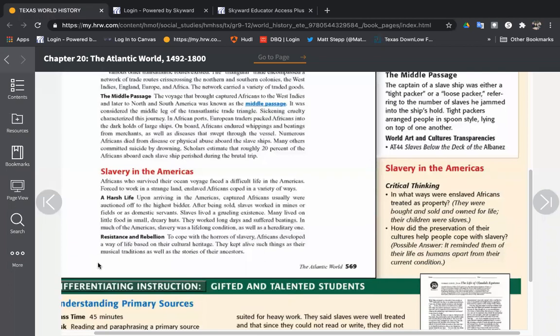Slave life was very grueling. Many lived on little food. They lived in small huts. They worked long days and suffered beatings whenever they didn't. In much of the Americas, slavery was a lifelong condition as well as a hereditary one. So the hope that, if you did have children, they could do something different was not present. They were going to be born into it. You also didn't have the hope that you would find a girlfriend, boyfriend, a husband, a wife.